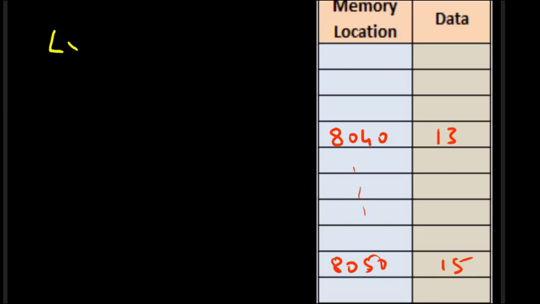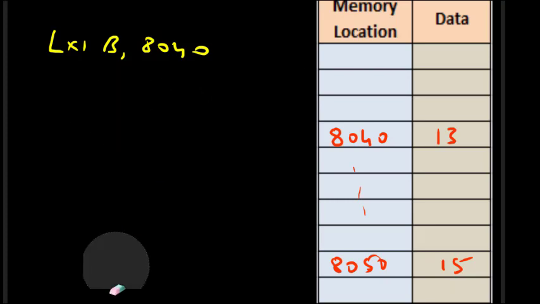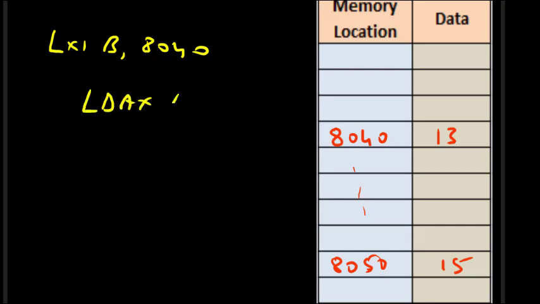Now if I write LXI B, 8040, because of this LXI B, 80 gets stored in register B and 40 gets stored in register C. So register B has 80 and C has 40. Okay, so next, suppose now we write the instruction LDAX B. This instruction tells the microprocessor to store the content of a memory location to register A.